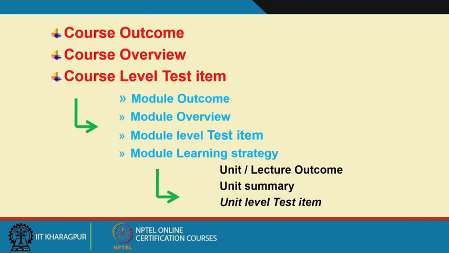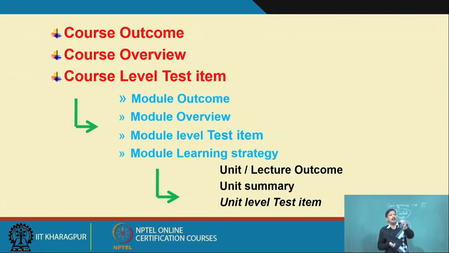So, what is there? Course outcome is there, course overview is there, course level test item is there. What is a test item? If you write a course outcome A, and I say that I have achieved this outcome, how do I test that I have achieved the outcome? That is called the course level test item. Every outcome must be linked with a test item by which a student can test whether he achieved the outcomes or not.